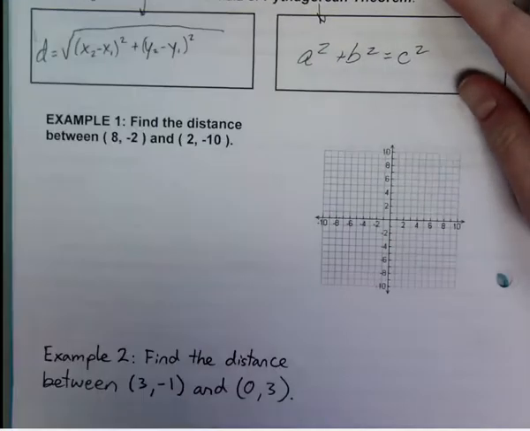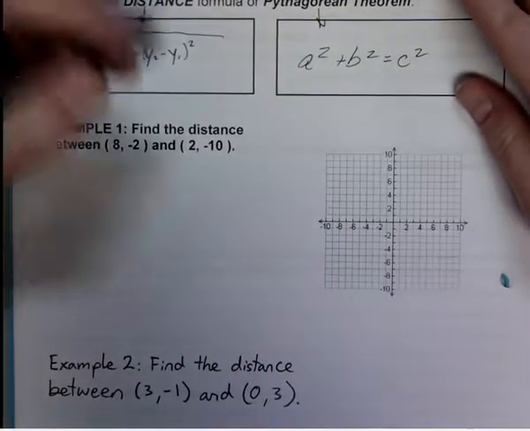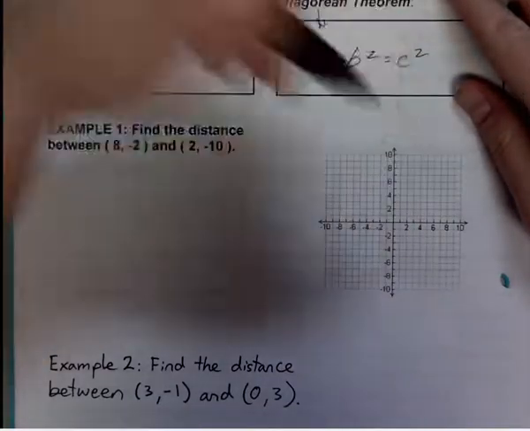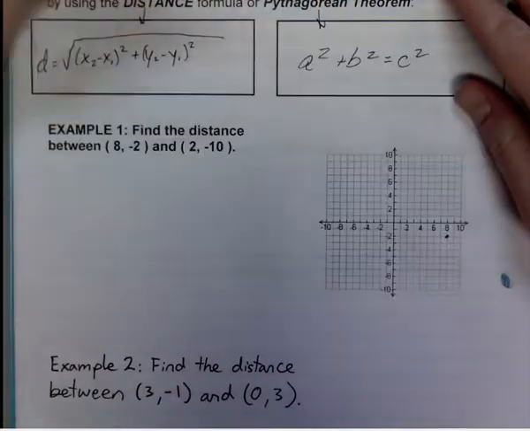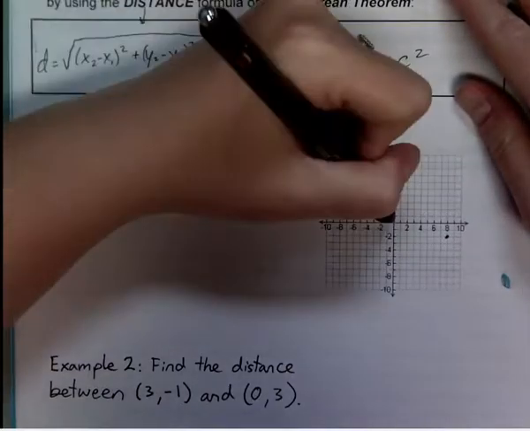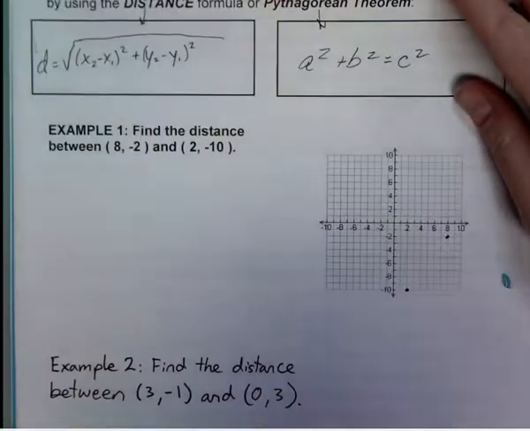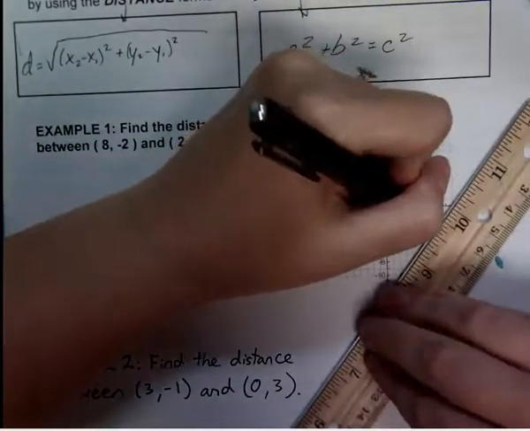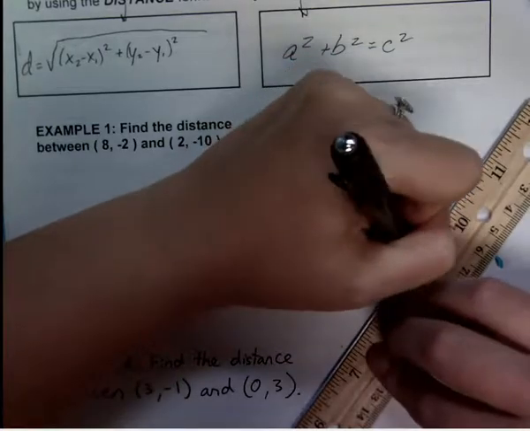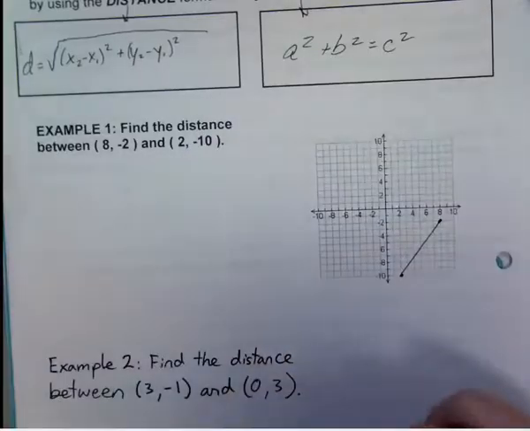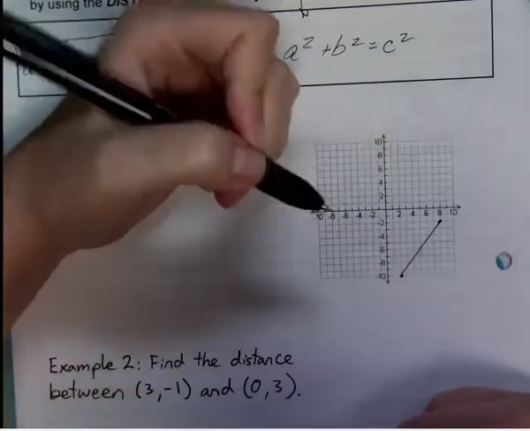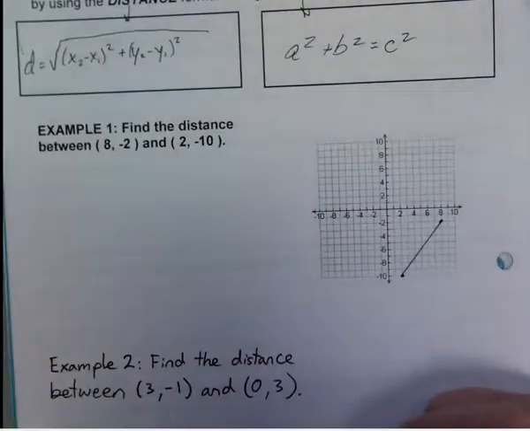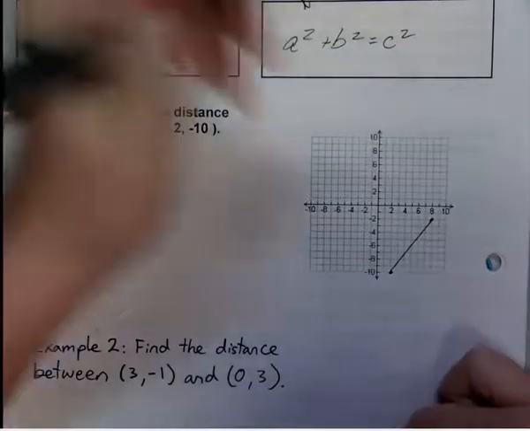Actually, we'll use Pythagorean theorem since the graph is here. So we're going to use Pythagorean theorem first, and the way we're going to do that is graph these points. So (8, -2) and (2, -10). Alright, so there's our line. We want to figure out what's the distance between these 2 points. How long is that line?